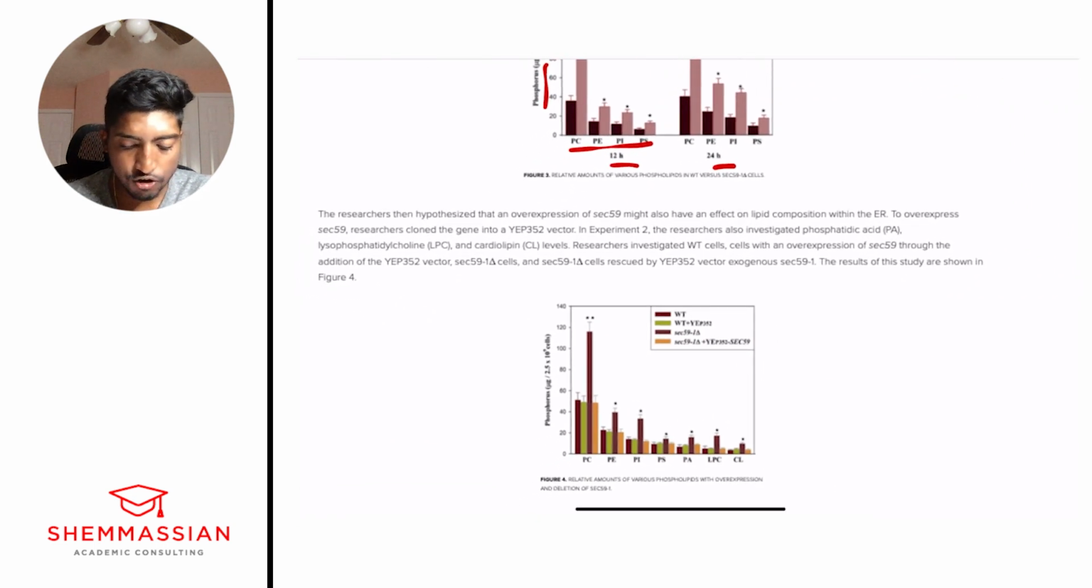Researchers then hypothesized that an overexpression of SEC59 might also have an effect on lipid composition within the ER. To overexpress SEC59, researchers cloned the gene into a YEP352 vector. In experiment 2, the researchers also investigated phosphatidic acid, PA, lysophosphatidyl-choline, LPC, and cardiolipin levels. Researchers investigated wild-type cells, cells with an overexpression of SEC59 through the addition of YEP352 vector, SEC59-1 delta cells, and SEC59-1 delta cells rescued by YEP352 vector exogenous SEC59-1. The results of this study are shown in figure 4, and then we have another figure.